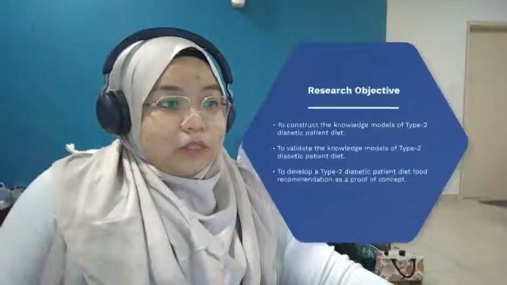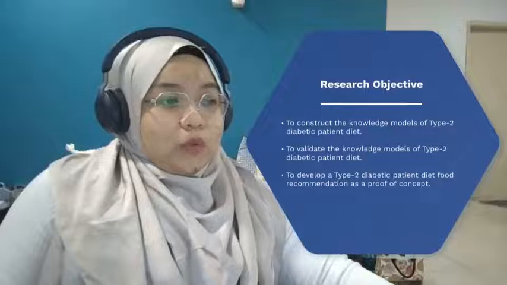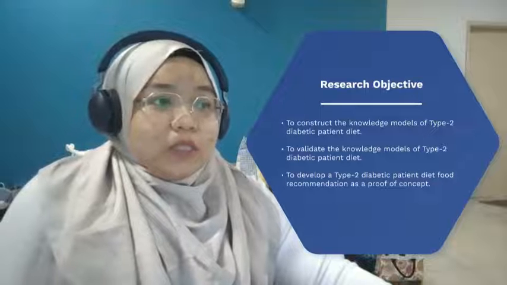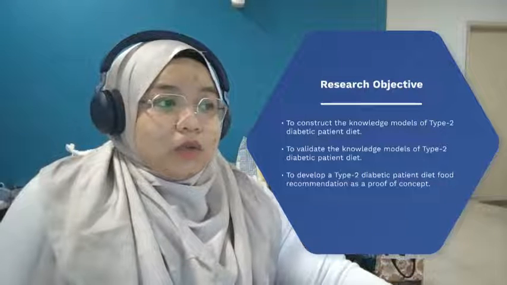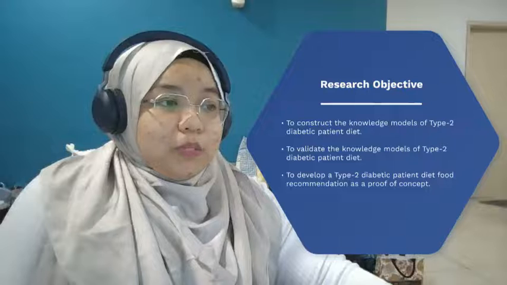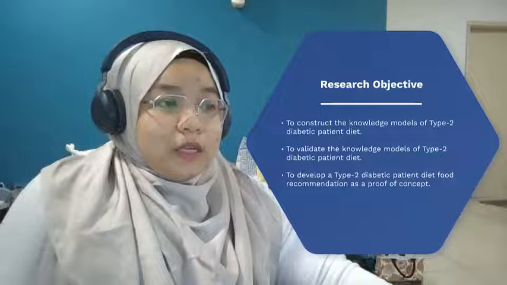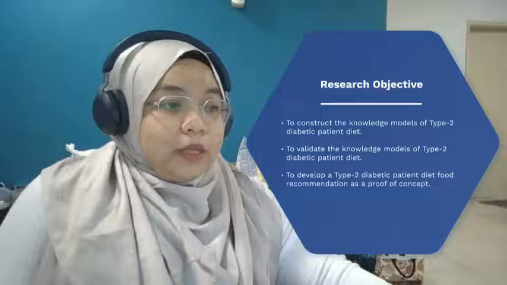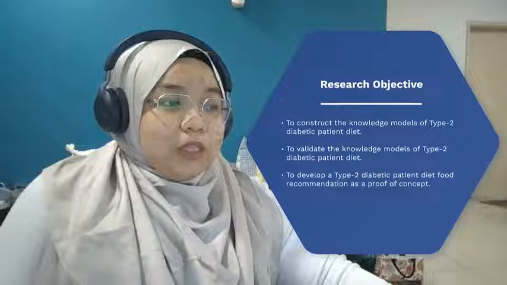Then we will see the research objectives. We will have three research objectives. The first one is to construct the knowledge model of type 2 diabetic patient diet. Second, to validate the knowledge model of type 2 diabetic patient diet. Third, to develop a type 2 diabetic patient diet for food recommendation as a proof of concept.